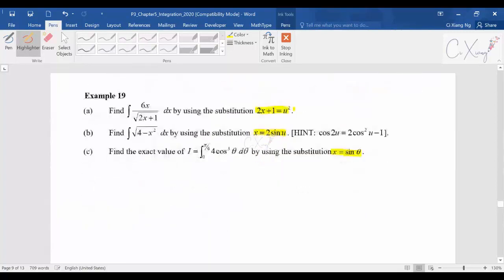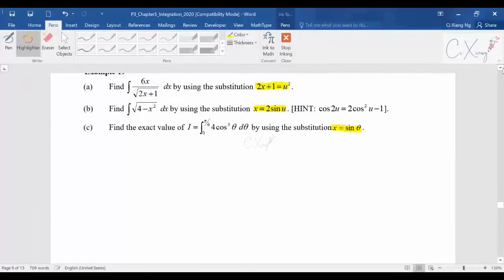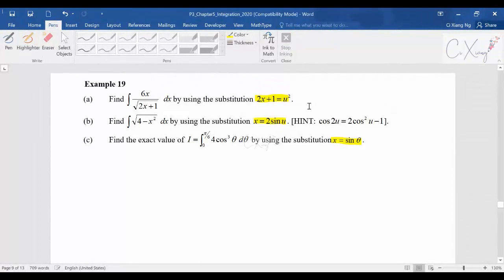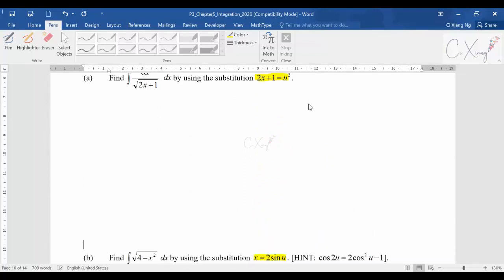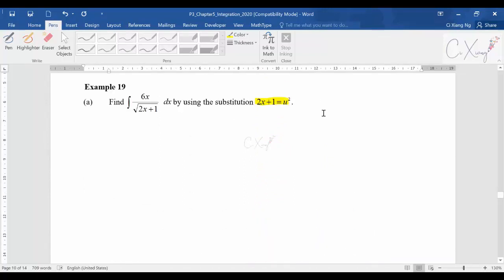Let's have a look at example 19. For example 19, we have 3 parts here. Let's have a look at part A. For this one, I will show you the detail of the substitution, the method, the process. The process of using the substitution method to solve the integration is more or less the same. First of all, we always start from the substitution that they give us. First step, you look at the substitution given by the question, and then you can start from here.